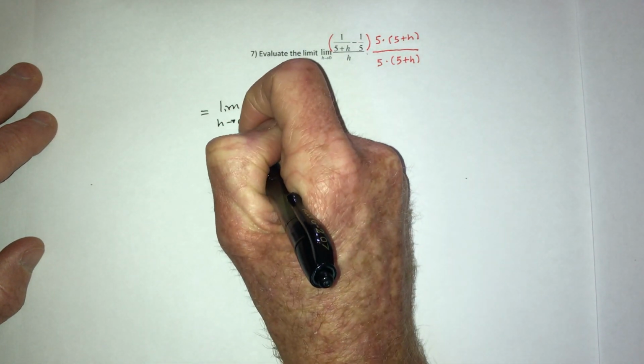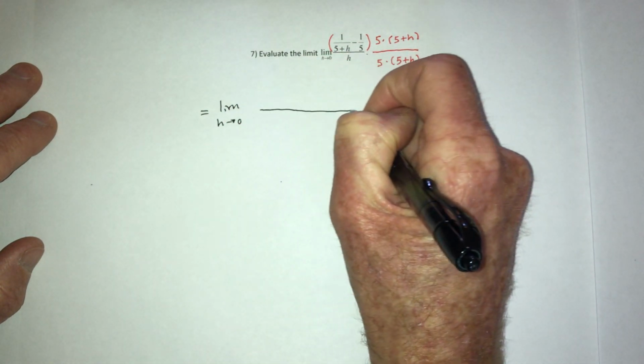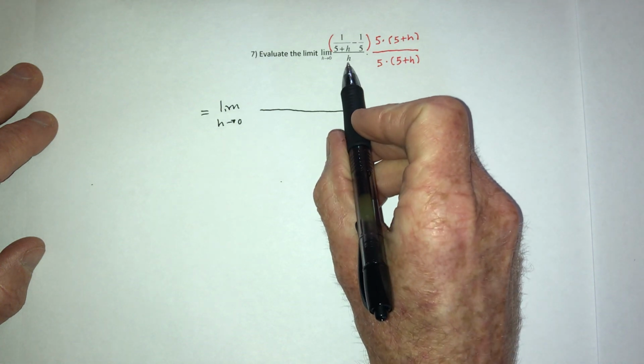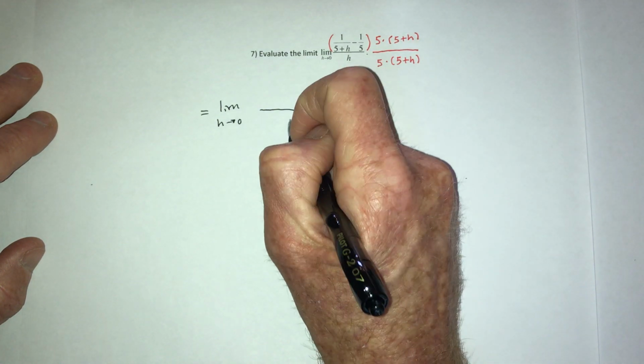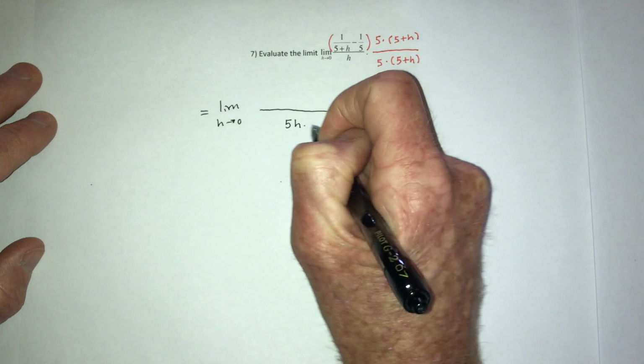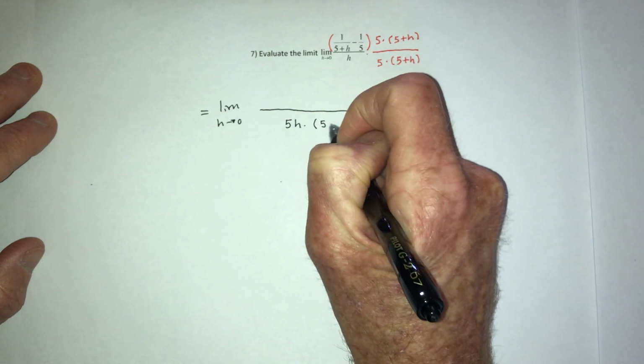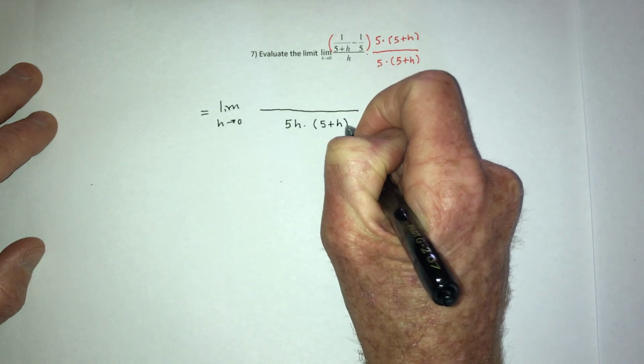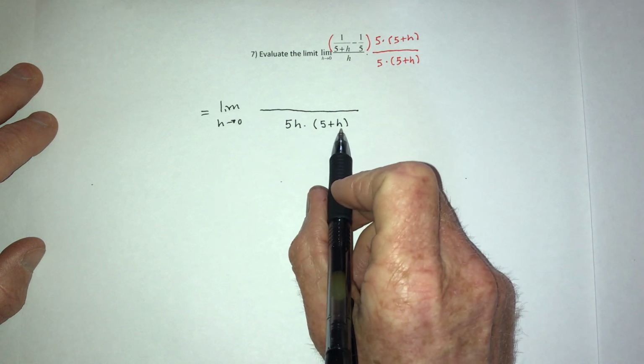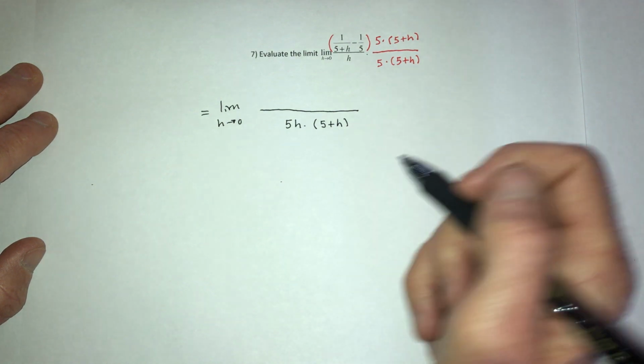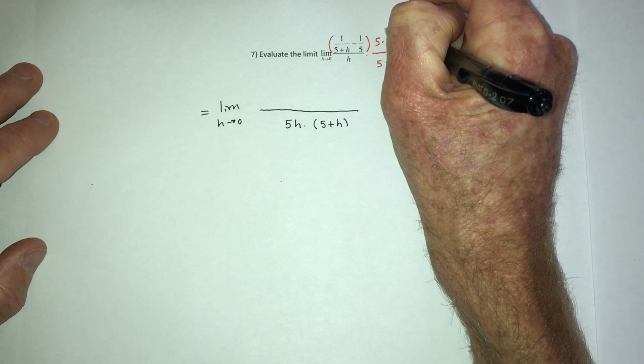So it would say the limit as h approaches 0. And the bottom would have h times 5 and then parentheses 5 plus h. And for the denominator, don't multiply it out, just leave it that way. Then for the numerator, you do multiply it out.